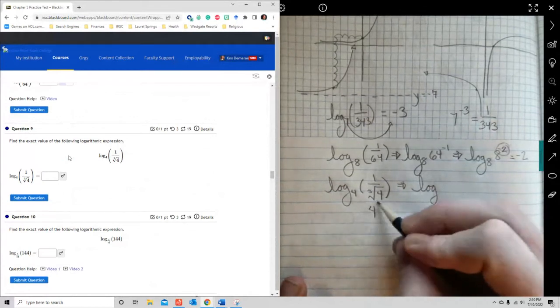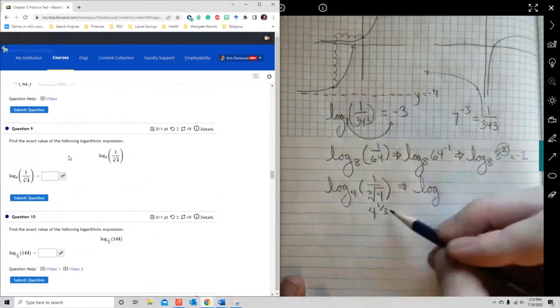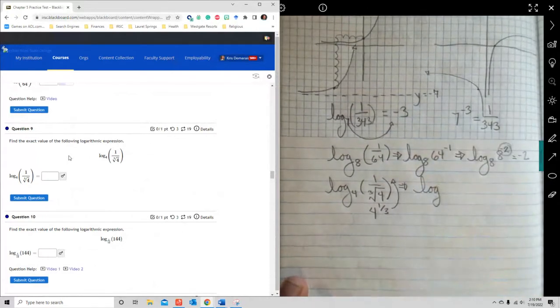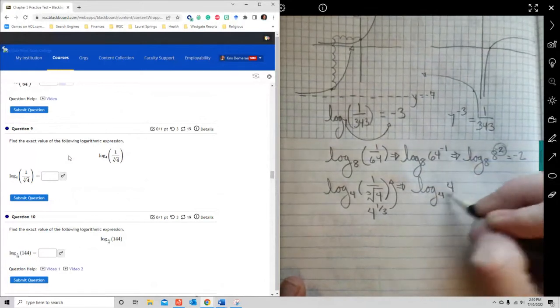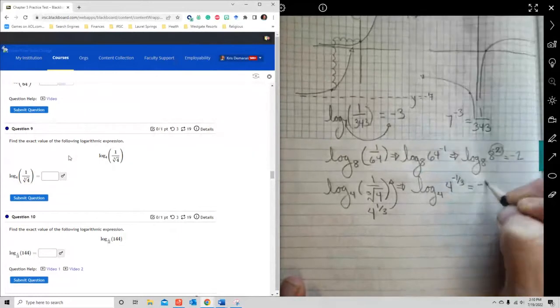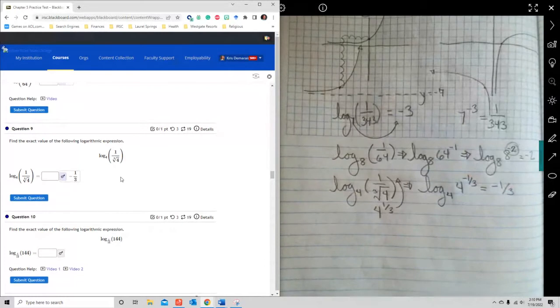So we change this to 4 to the 1/3. That's what we'll change that to. Now what we'll do is bring this up to the top, so that it becomes a -1/3, so that we can get these to match. So this is what we come up with so far. So the answer is just -1/3, and that's all we have for our answer.